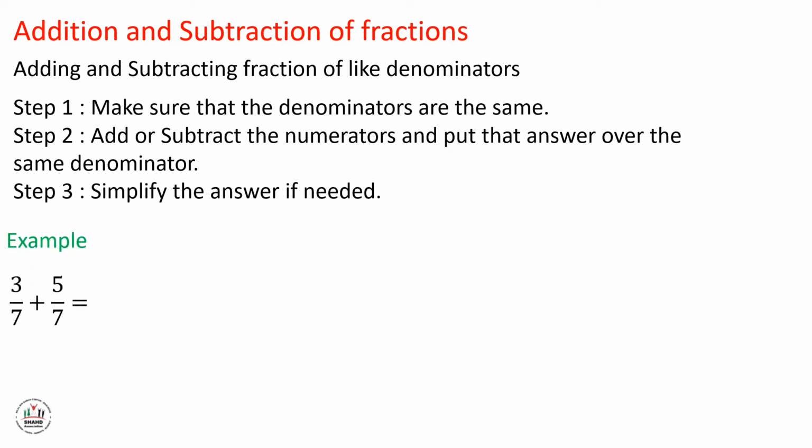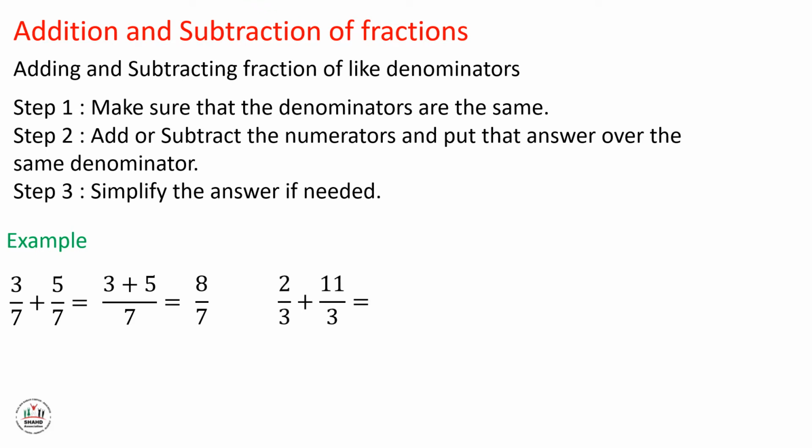Let's solve this example: 3 over 7 plus 5 over 7. We only need to put 7 in the denominator as a common denominator, of course, and to write 3 plus 5 in the numerator. And the answer will be equal to 8 over 7. So you only need to put the common denominator and add the numerators.